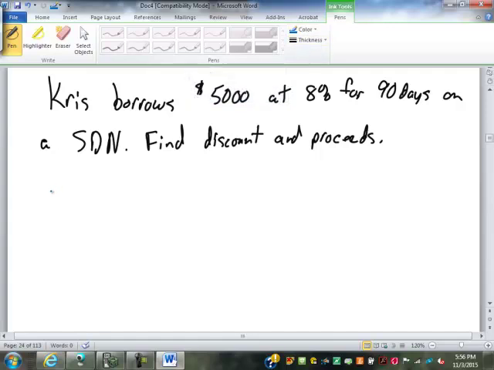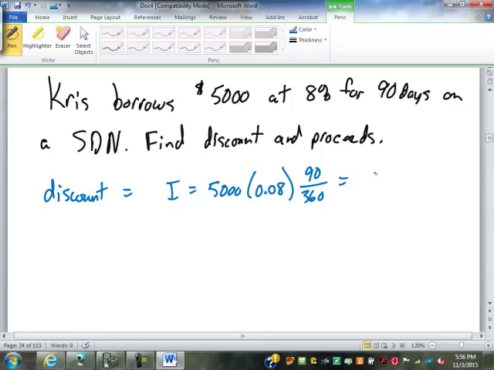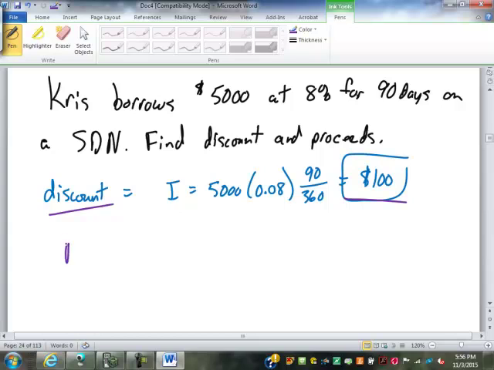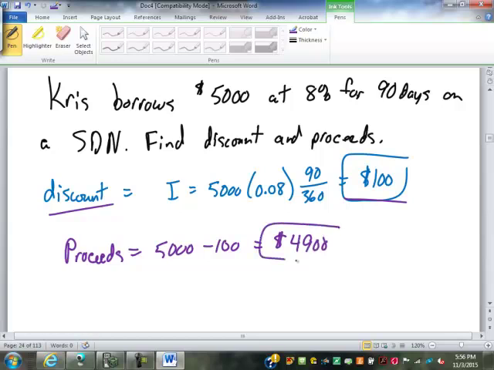So find the discount. That's the amount of the interest, so it'll be 5,000 times 0.08 times 90 over 360, which is what? $100? How many came up with $100 for the discount? Perfect. So then for the proceeds, we take that face value of 5,000 minus 100. Chris actually receives $4,900.